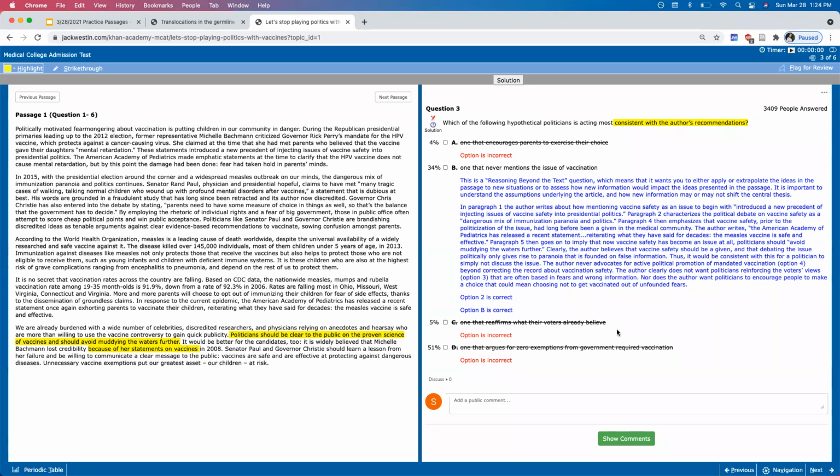I don't think that the author really said that they should mandate vaccination, but I do see how a lot of people chose D because it does seem a little extreme to say never, but I think that does go best with the answer based on the passage, what we discussed. Let me know if that helps. Yes, that helps. Okay. Sorry, if it's a little confusing.